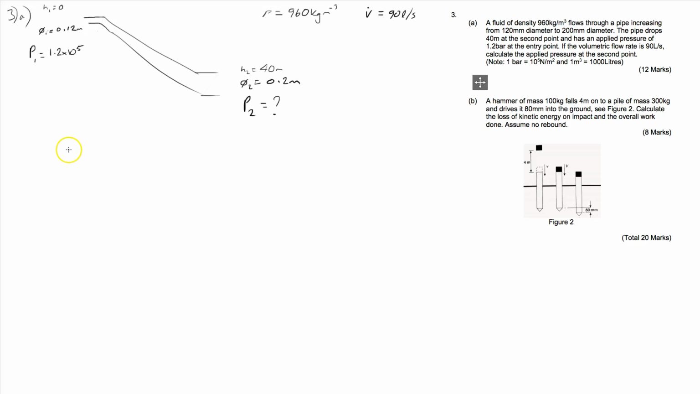So the continuity equation, which is going to be Q. I'm going to rephrase that to Q, V dot, something I used in a previous life. So Q, 90 litres per second, Q is equal to A1 V1, which is also equal to A2 V2. So that's the continuity equation.